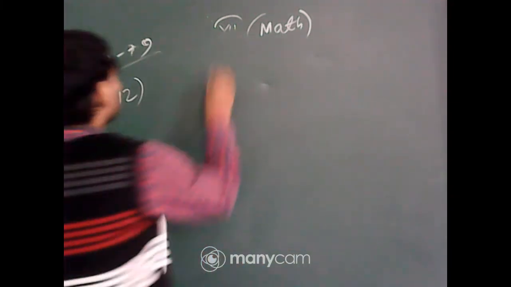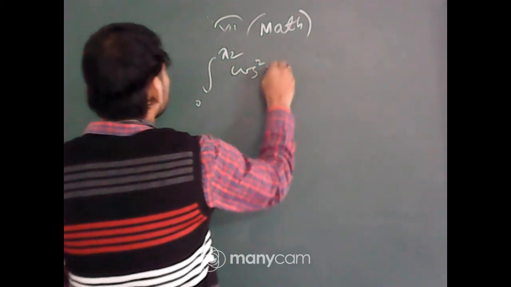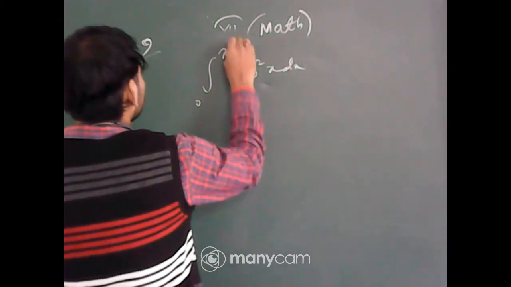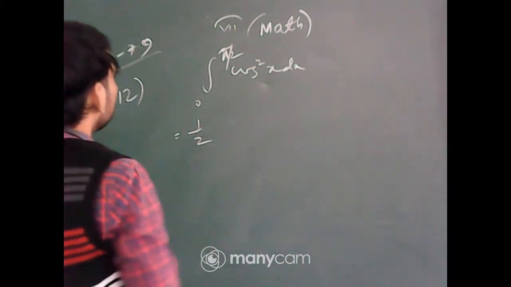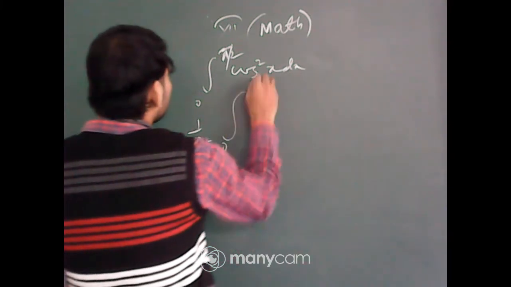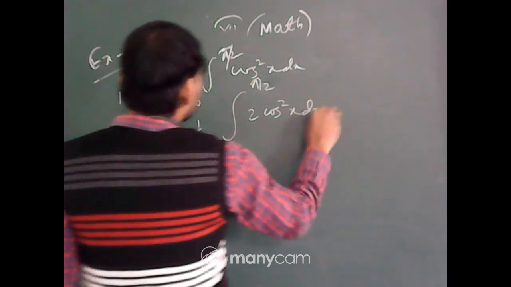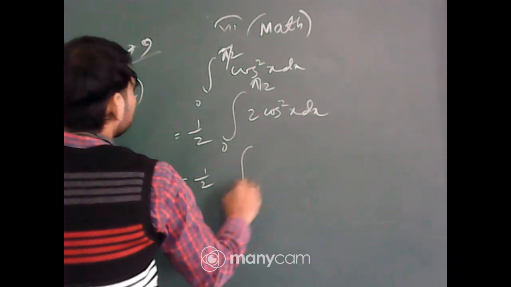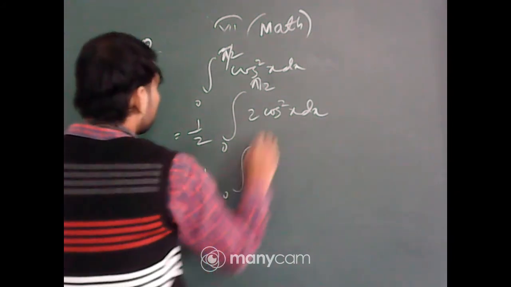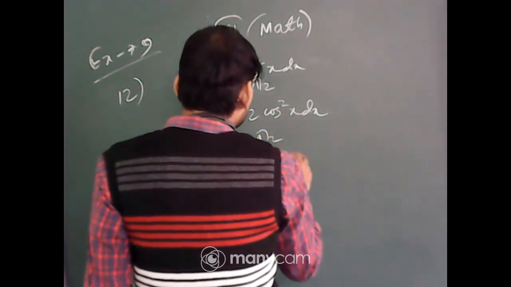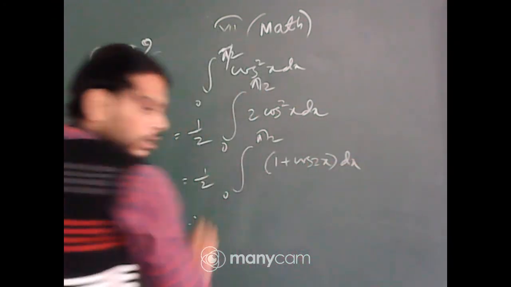Question number 12. Integration 0 to pi by 2 cos square x dx. Just take 1 by 2 outside the integration. So 1 by 2 integration 0 to pi by 2 into 2 cos square x dx. Okay. So 1 by 2 integration 0 to pi by 2, 2 cos square x means 1 plus cos 2x dx. Okay.